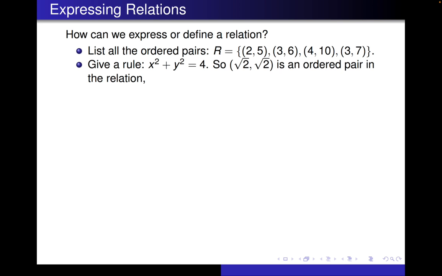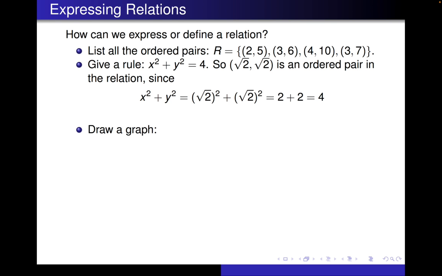So for instance, if I look at the ordered pair square root of 2 comma square root of 2, that's actually going to be an ordered pair in the relation. The way I can show you that is true is by squaring the x coordinate and squaring the y coordinate and adding them. That gives me square root of 2 squared plus square root of 2 squared. When I simplify that, I get 2 plus 2, which is equal to 4. Since they satisfy that equation, square root of 2 comma square root of 2 is an ordered pair in our relation.